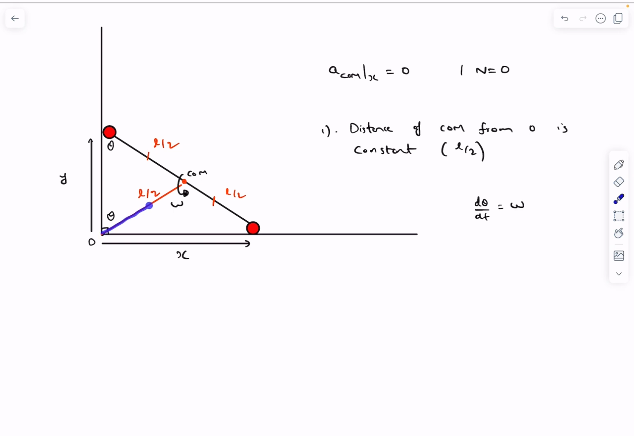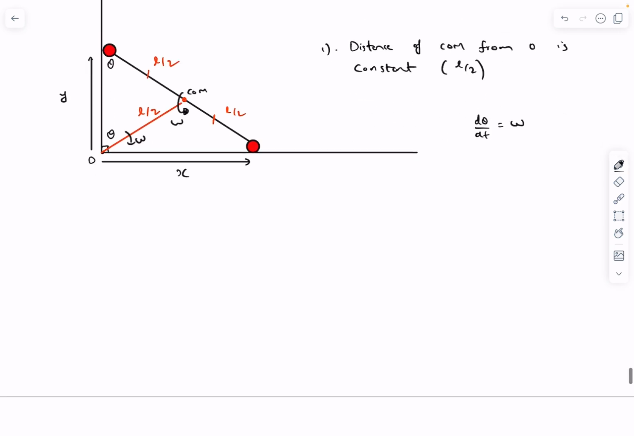Now observe this median, which connects the vertex to the center of mass. It makes an angle of theta with the vertical. d theta by dt is omega, which means the angular velocity of this median is also equal to omega, just in the opposite direction. Here the theta is in the counterclockwise sense, but there the theta is in the clockwise sense, right? So the omega will be in the opposite direction, but its magnitude is going to be the same.